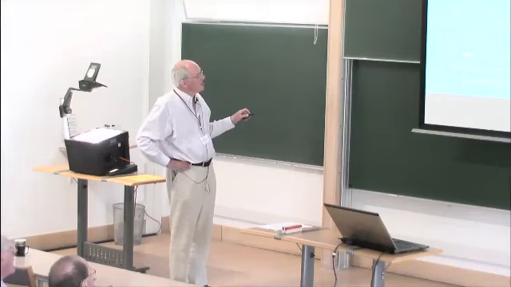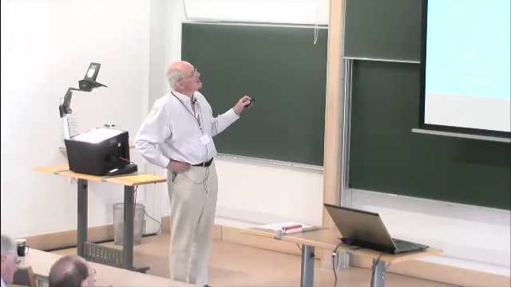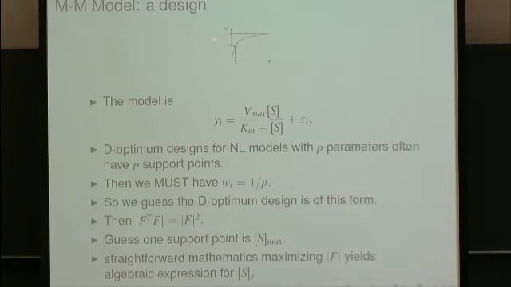You can guess that one support point is at the maximum. It seems reasonable that if you want to estimate this asymptote you want to go out as far as you can, and then you can do some straightforward mathematics yielding an algebraic expression for S, for the second design point. But the assumption has been that we will have half at this point and half somewhere else. Is that the correct assumption?